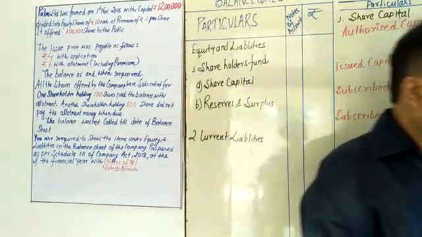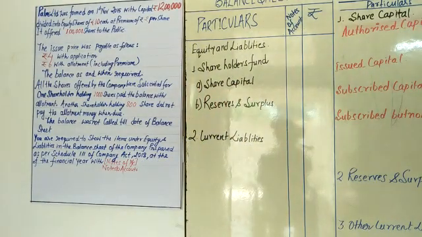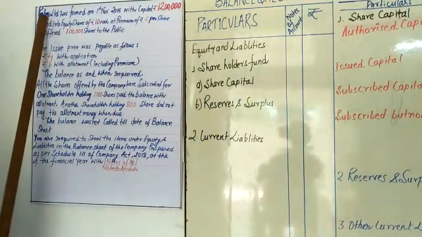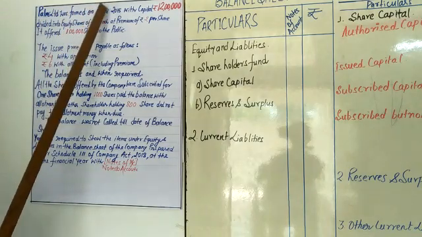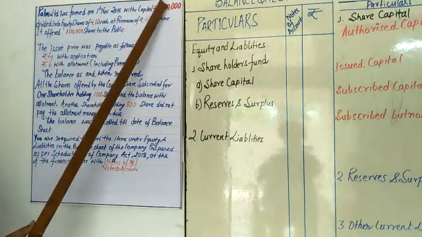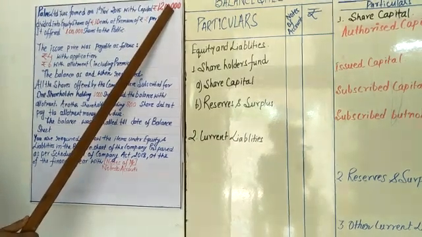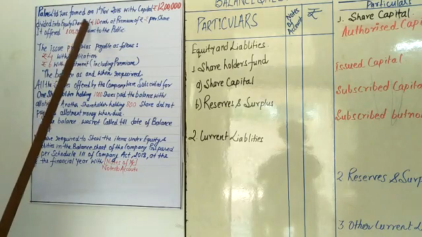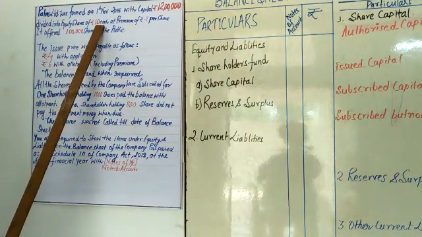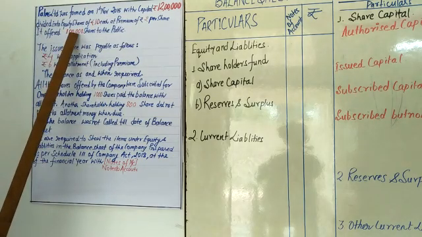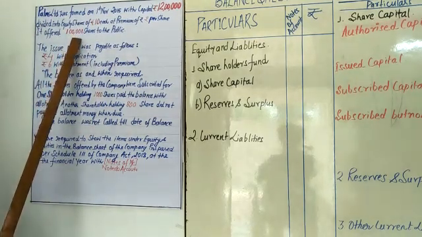So now let's see one example given here. One company, Palm Limited, was formed on 1st November 2015 with a capital of rupees 12 lakh. The 12 lakh capital is divided into equity shares of 10 rupees each at a premium of 2 rupees per share. It offered 1 lakh shares to the public.